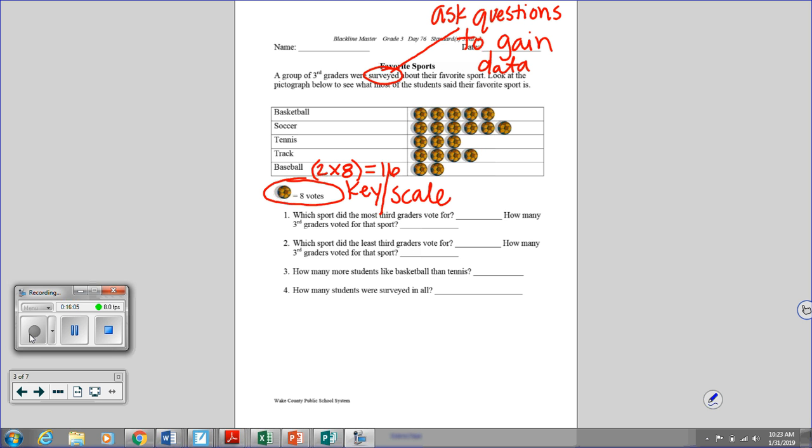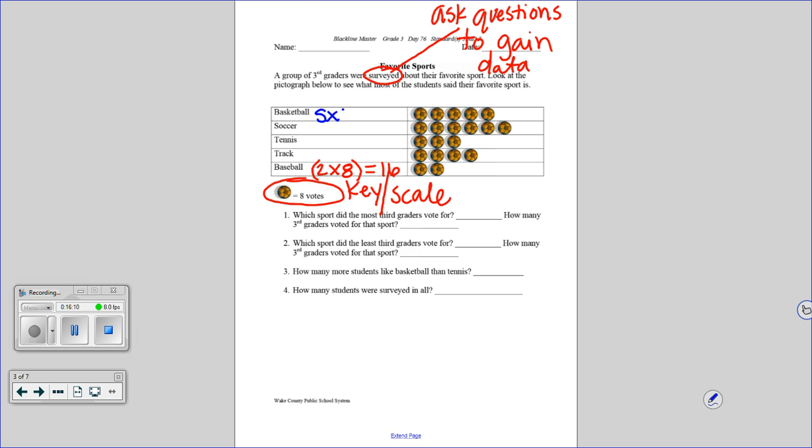Good. There are 5 soccer balls. So I have 5 groups of 8. Each of those soccer balls is worth 8. And 5 times 8 is equal to 40. That means 40 people actually voted for basketball. What's the equation for soccer? Piper?